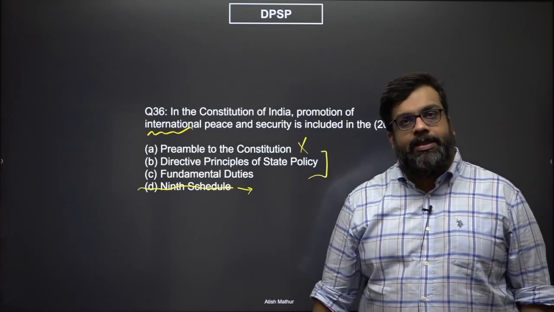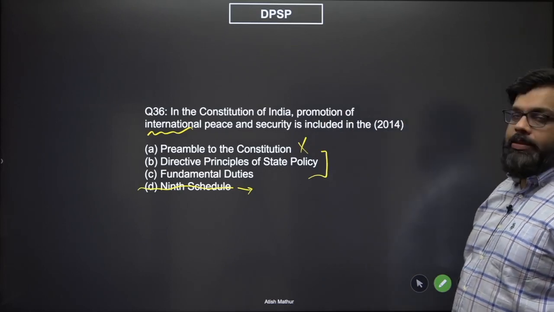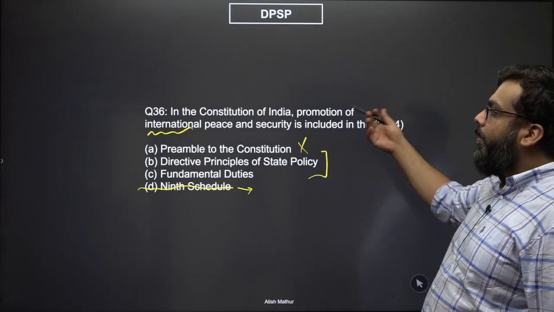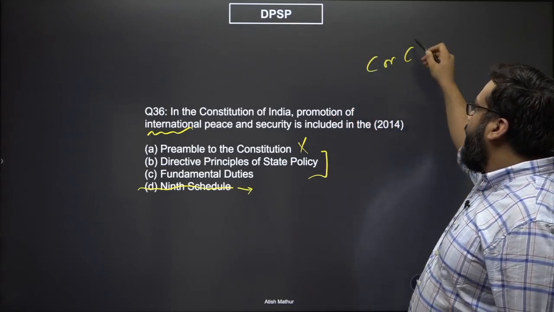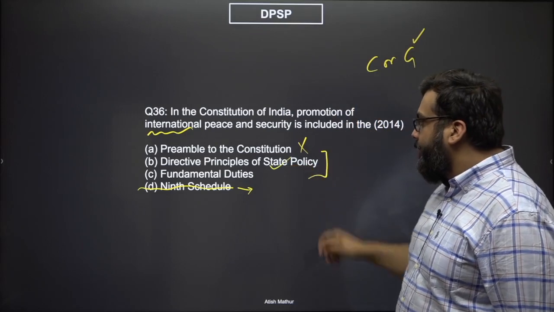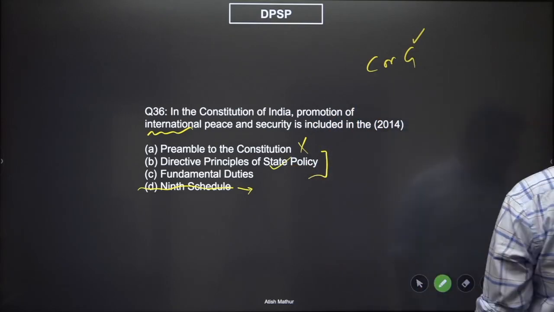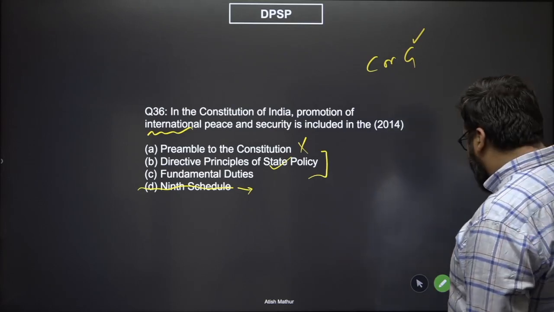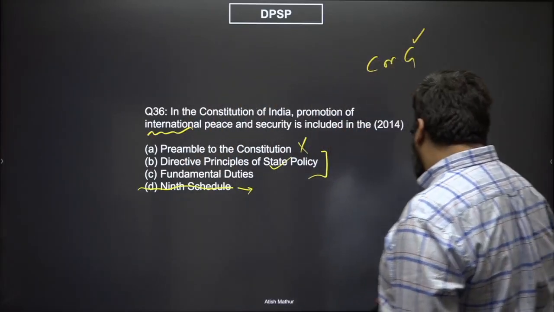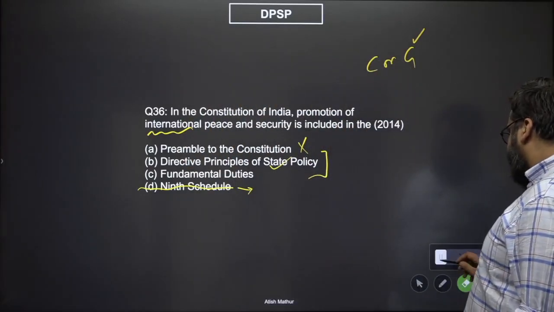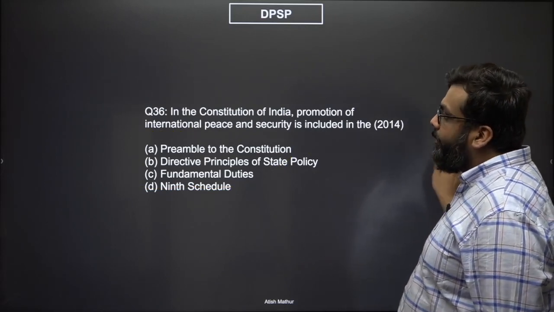There's a simple two-question test that I've taught you in the Magna Carta lecture. Who implements this and what is the kind of language that is used? Who will promote international peace and security? The citizens or the government? The government would. That means it's a directive principle, and promotion is a formal adjective. Therefore, again, directive principle. So the answer should be B, directive principles of state policy.